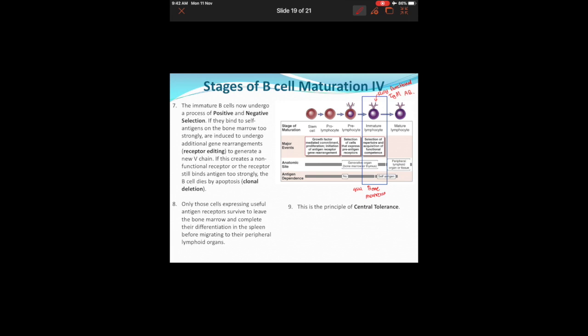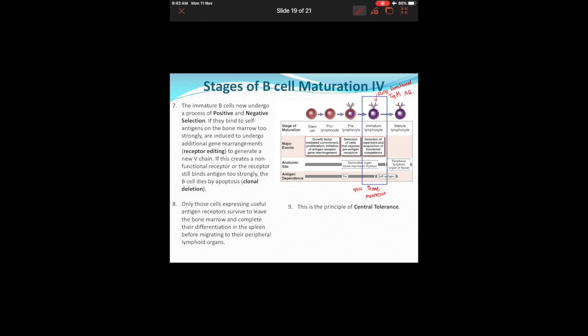If it's not recognizing self-antigens at all and not receiving sufficient chemical signals, then those cells will also die. So you're removing B cells with non-functional antibodies. So like Goldilocks, only those B cells that make antibodies which recognize self-antigen with just sufficient affinity to generate enough signals into the cell to survive will come out of this process.